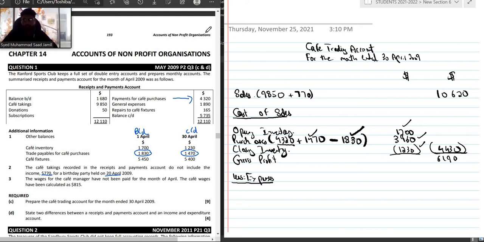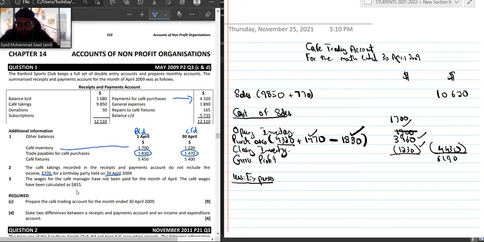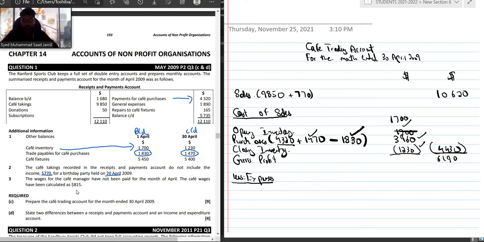All right, so your opening inventory is 1,200, right? Yeah. My bad, my handwriting is so bad. It's not 1,200, it's 1,700. If you look at it, the cafe inventory in the question says 1,700. My bad, excuse me.